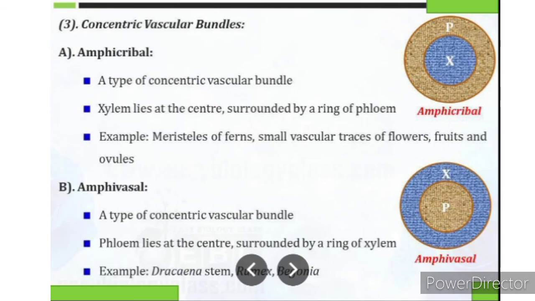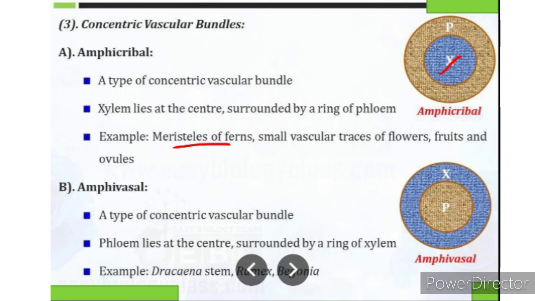In amphicribal vascular bundle, it is a special type of concentric vascular bundle where xylem is present at the center. In amphicribal, xylem is present in the center. Surrounding the xylem, there is a phloem ring. Okay, such type of amphicribal vascular bundle is found in the rhizome of ferns, and in some vascular bundles of roots, flowers, and ovules. Okay, amphicribal means xylem is at the center and phloem surrounds the xylem.